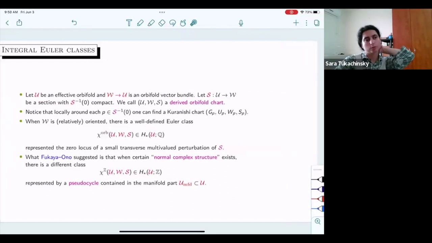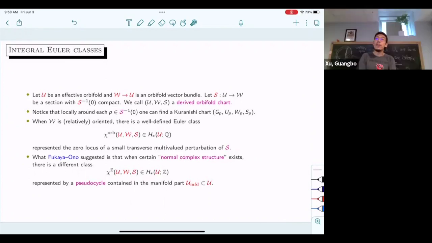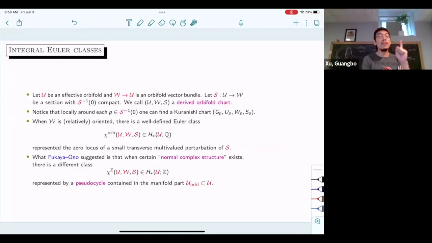Okay, wait. Do you think of orbifolds as local quotients of manifolds, or as a stack, or how? This is just local, yeah. An effective orbifold is, just locally, like the finite group quotient of Euclidean space. Okay, so the manifold part is sort of where the group is trivial. Right, exactly. I see. Thank you. Yeah, it's an open dense set inside the effective orbifold. Okay.